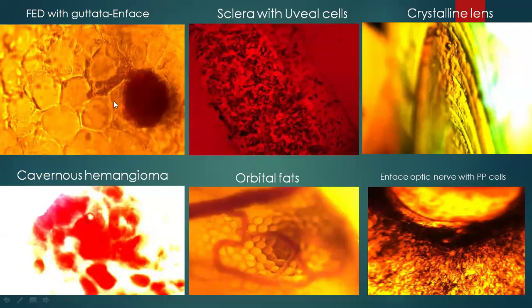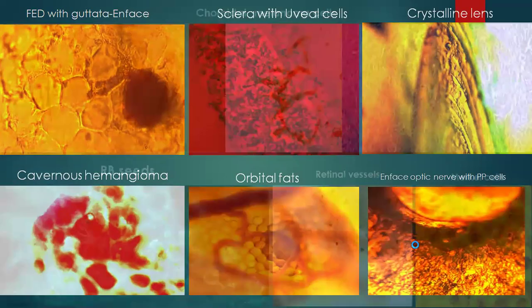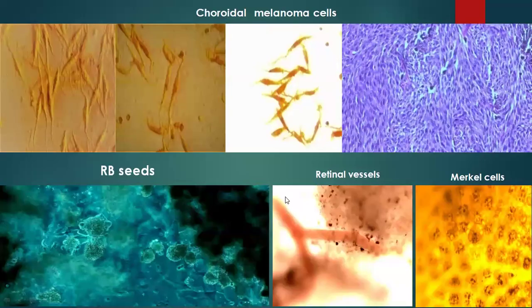This is a Fuchs endothelial dystrophy with a DSAEK case, and you can see the enlargement of the polymegathism as well as what we call guttata, which can be seen. There are limbal cells, crystalline lens, cavernous hemangioma, orbital fats, and optic nerve with peripapillary cells that can be seen. See the choroidal melanoma. Choroidal melanoma pigmented spindle cells can be so nicely documented compared with histopathology. Retinoblastoma, retinal blood vessel, and Merkel cell were seen in this case.